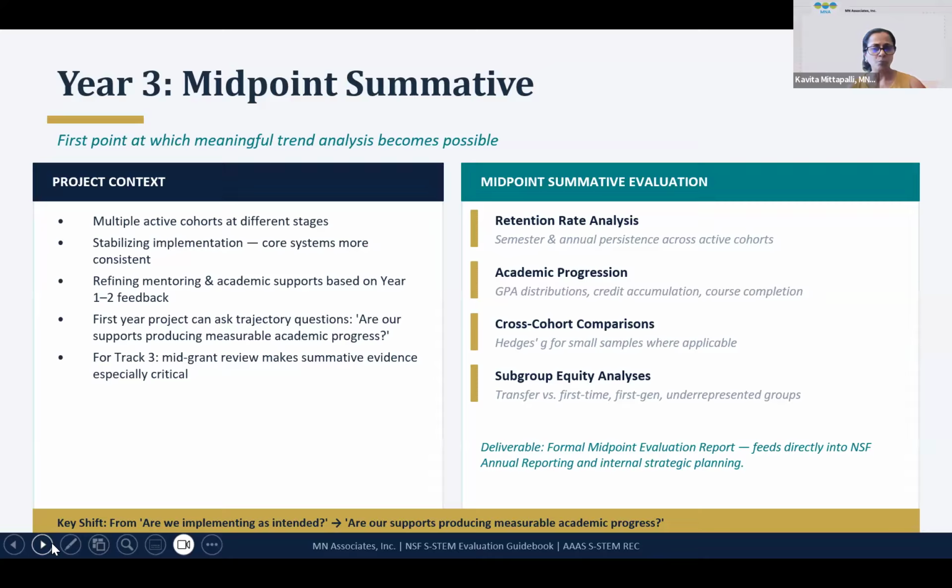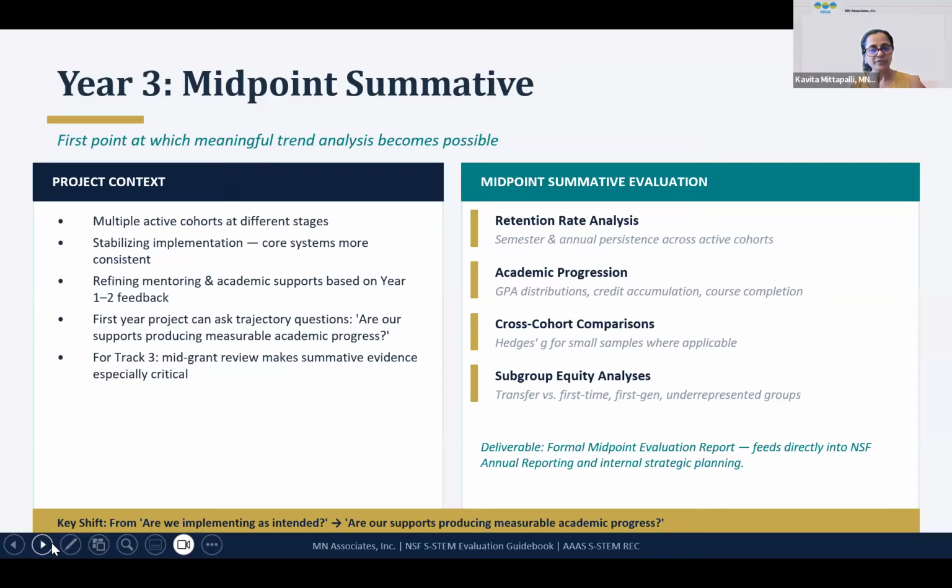Now, your question might be like, what could be the formal kind of deliverable at this point? So the formal deliverable is a midpoint evaluation report that feeds directly into the NSF annual reporting and strategic planning. And here is the formative summative overlap in action, right? Here, while you're presenting the year 3 summative retention findings from cohort 1, as I mentioned, you may simultaneously be providing formative feedback on cohort 3's onboarding. So here's where the magic happens essentially in year 3.